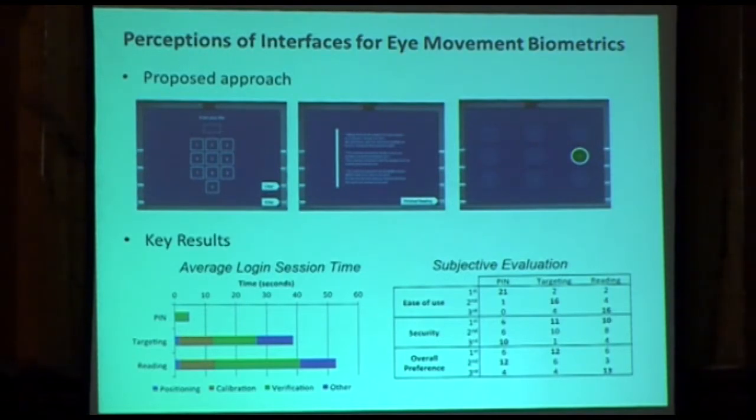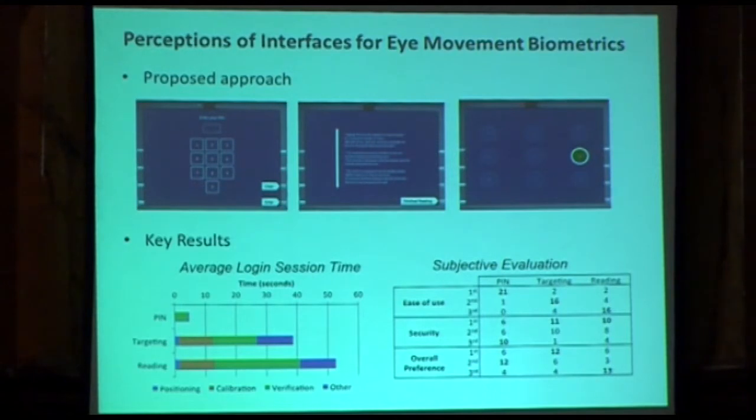In terms of our results, we are happy to report that the PIN required the least amount of time to log in, while for the eye movement biometric system it was much longer for the following reasons. First, you have to position the user so the eye tracking equipment would work. Second, you have to calibrate the eye tracking equipment so that we are able to infer the location of the gaze. And third, you actually have to perform the task.